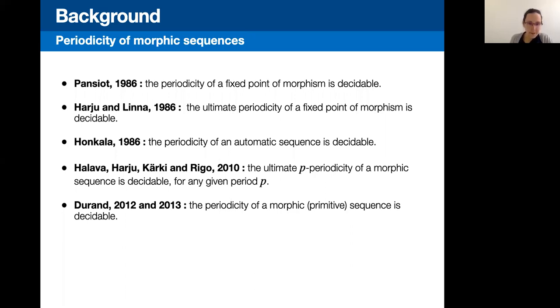Some years later, we have the result from Alava, Arjou, Kerki, and Rigaud in 2010, who prove the ultimate periodicity of a morphic sequence. They prove that this is decidable for a given period P. And a few years later, Durand proved that the periodicity of a primitive morphic sequence is decidable in 2012, and in the general case in 2013.